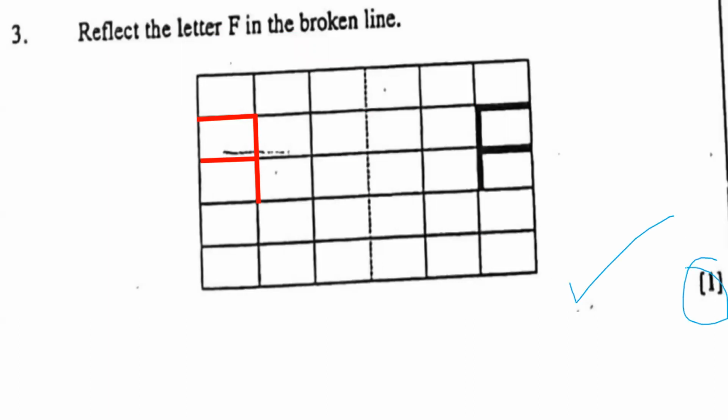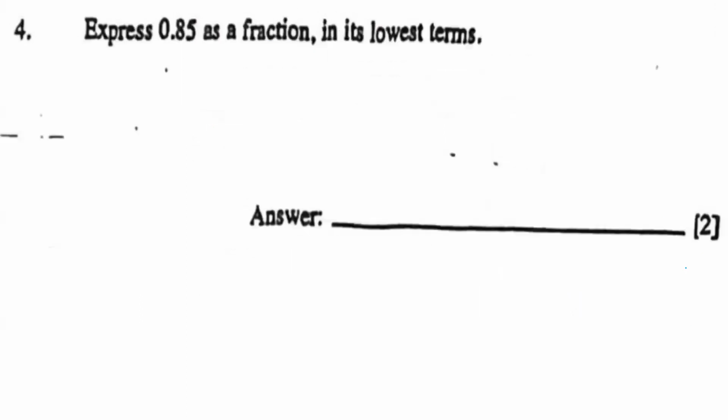Moving right along, let's go on to question number 4. It says express, what we want to do here? We want to express 0.85 as a what? As a fraction, but not just as a fraction, but we want to express it in lowest terms. And so if you notice that we have 0.85, there are two numbers behind a decimal point.